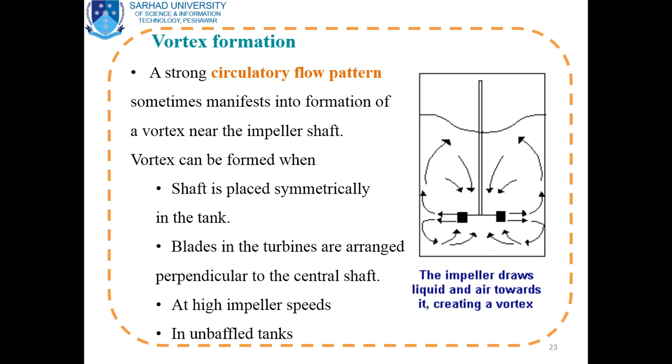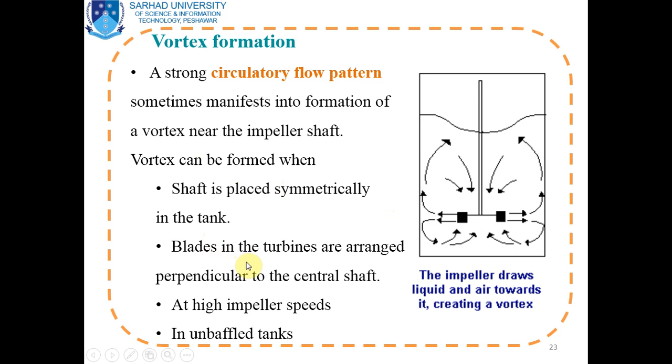One of the terms we are using in this lecture is vortex formation, which is one of the drawbacks of some impellers. A strong circulatory flow pattern sometimes results in the formation of a vortex near the impeller shaft. Sometimes a strong circulatory flow pattern is experienced near the impeller shaft, and if the shaft is placed asymmetrically in the tank, a vortex can be formed.